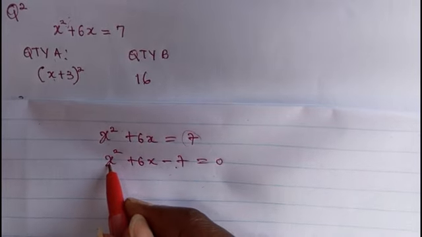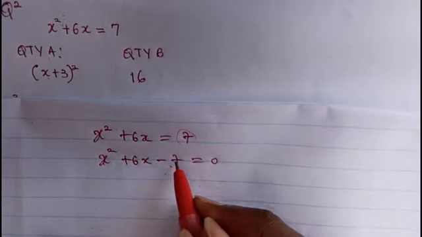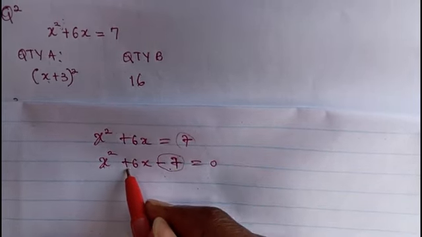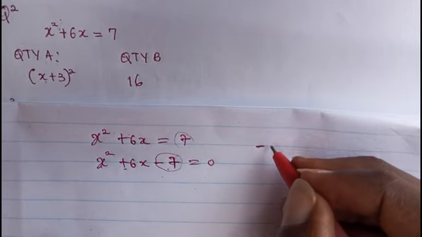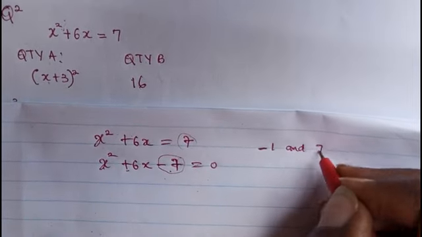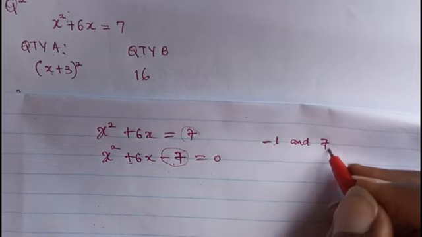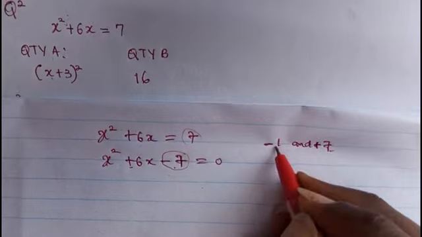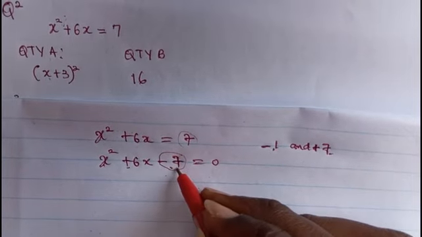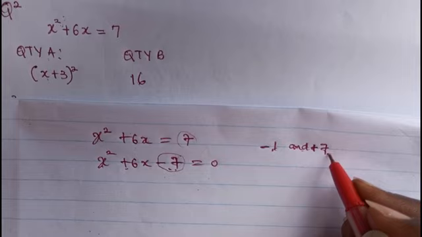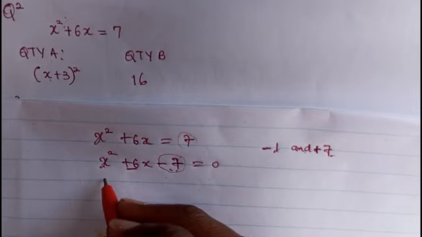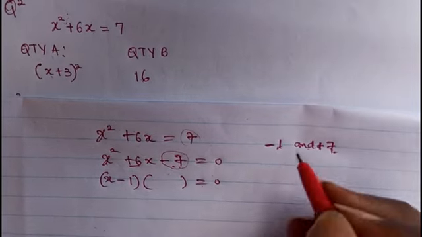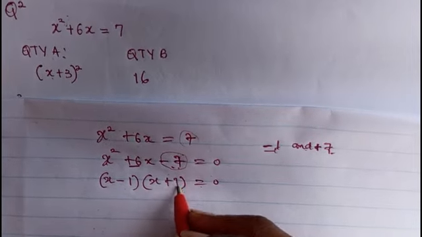And now you're looking for two values. When you multiply them together, you get negative 7, and when you add the same two values together, you get positive 6. Those two values are minus 1 and 7, because minus 1 times positive 7 gives negative 7, and minus 1 plus 7 gives positive 6. So the left hand side can be factorized as x minus 1 and x plus 7.